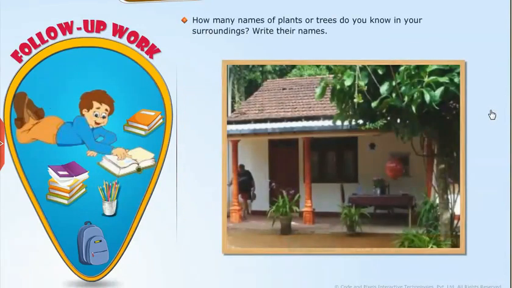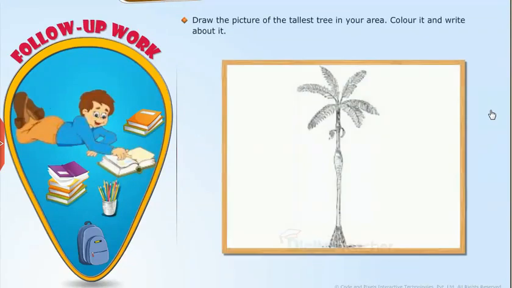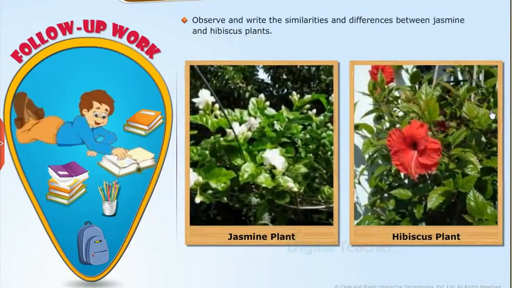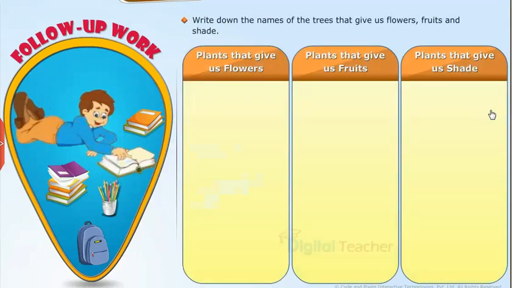How many names of plants or trees do you know in your surroundings? Write their names. Draw the picture of the tallest tree in your area. Color it and write about it. Observe and write the similarities and differences between jasmine and hibiscus plants. Write down the names of the trees that give us flowers, fruits and shade.